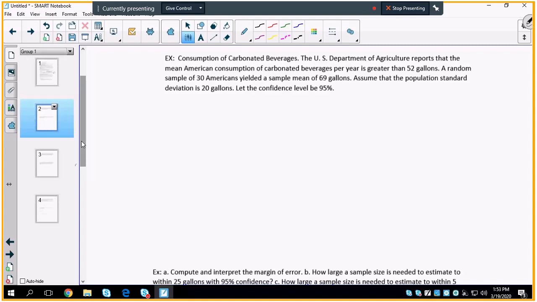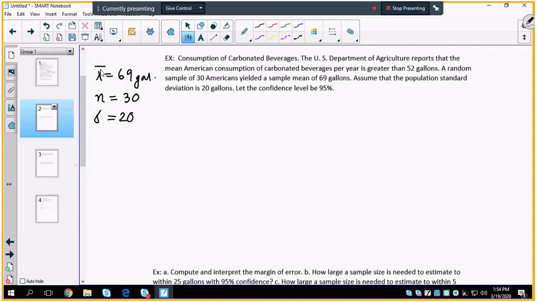A random sample of 30 Americans yielded a sample mean of 69 gallons. So I will say the sample mean X bar is equal to 69 gallons, and this has come from a sample size of 30 Americans. The standard deviation is for the population, so sigma is given, so we're good. Sigma is 20 gallons, and the confidence level is 95%.